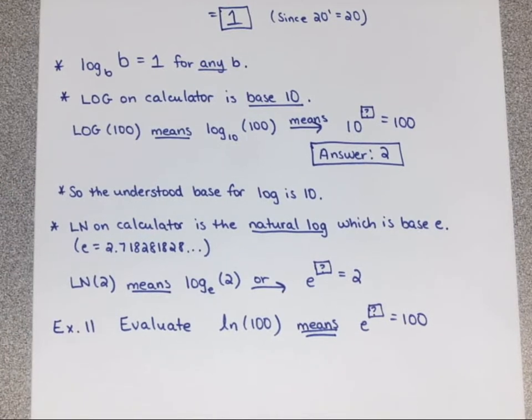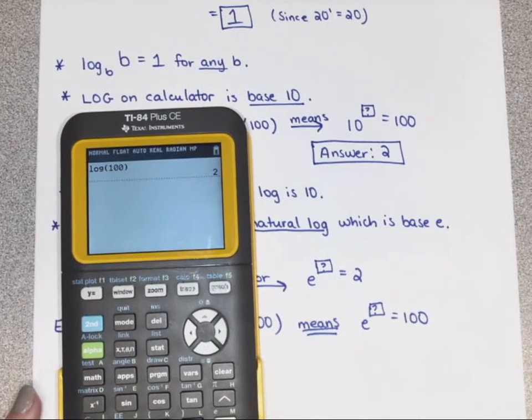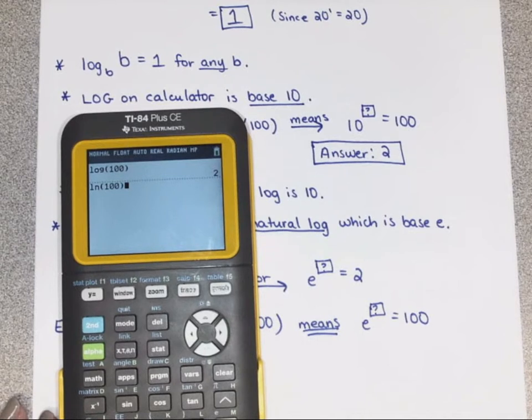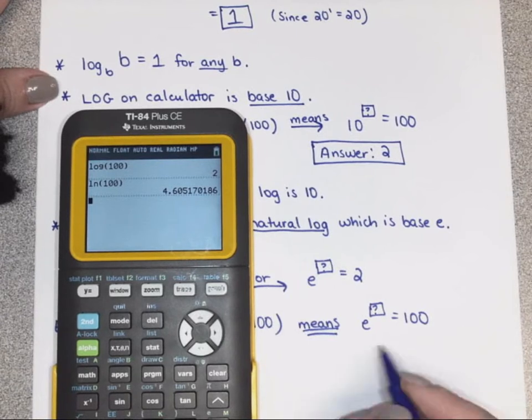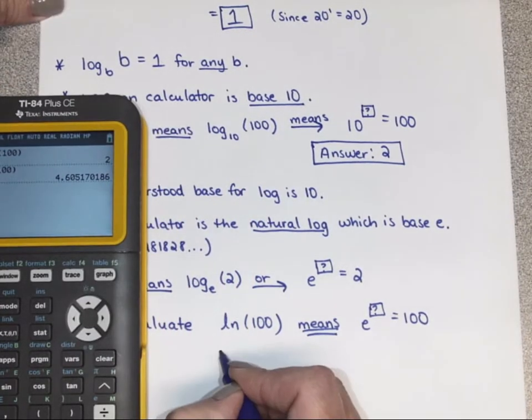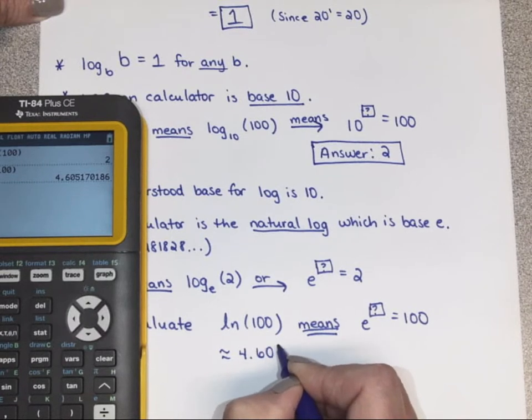Okay. Notice that's probably not something I could do in my head, right? Because again, e is not a pleasant number. So we're going to use the calculator for it. So we're going to do natural log of 100 right under where we did log of 100. And notice we're going to get that the answer for natural log of 100 is approximately 4.605.